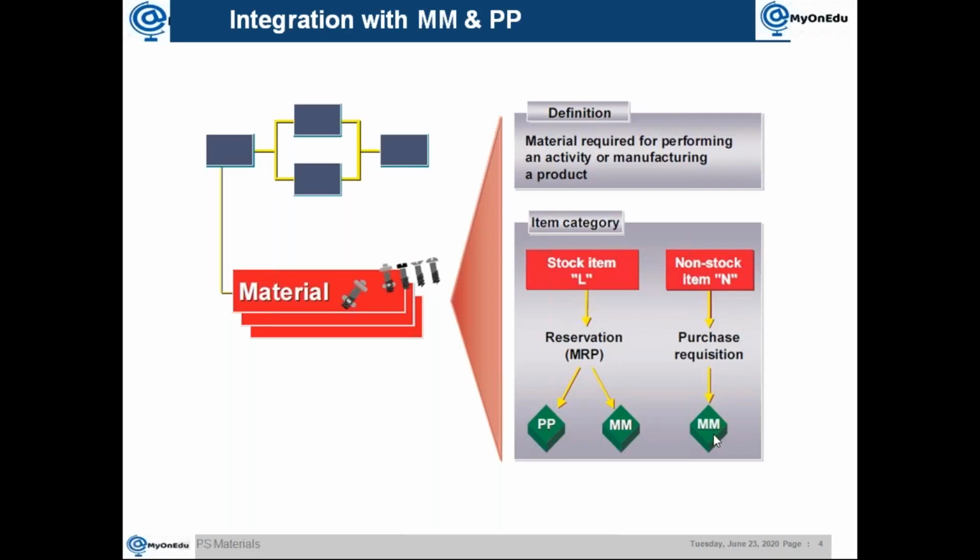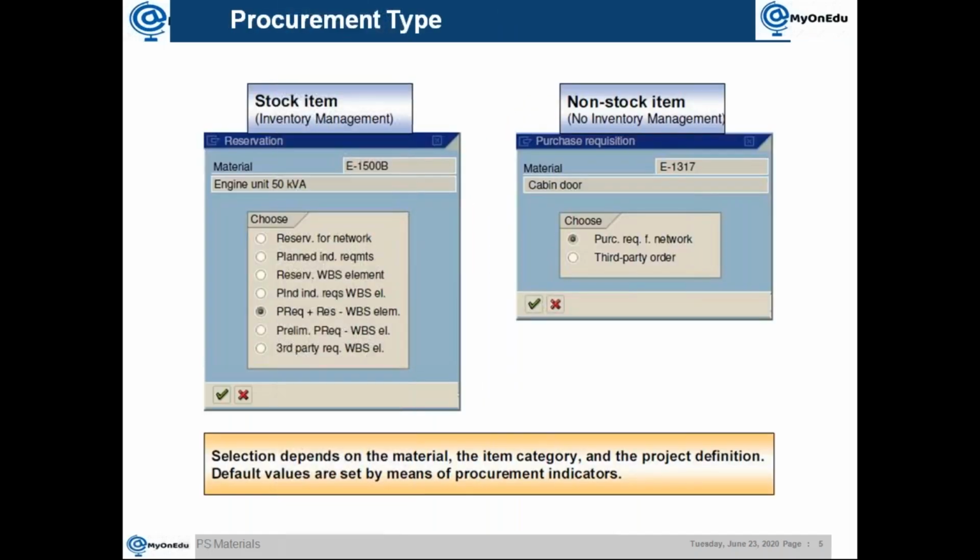So it will go directly to the MM procurement cycle. And if it is a stock item, then it can go for either PP or MM reservation. If it is in-house production, then it will go for PP. If it is a procurement item, then it goes for MM. Then there is something called a procurement indicator. So in that procurement indicator, we specify what the combinations are.